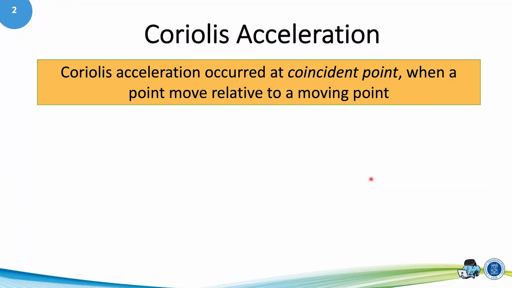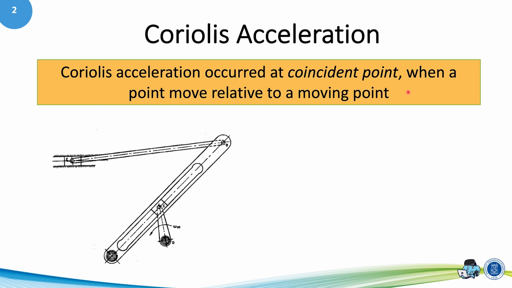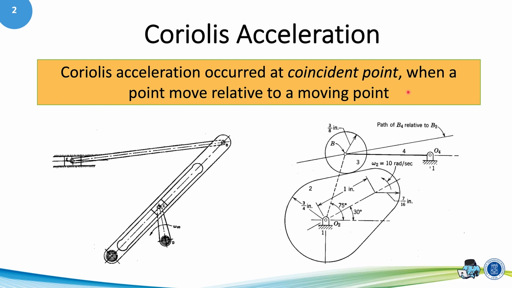So, what is Coriolis acceleration and when does a mechanism have this type of acceleration? As you can see here, the Coriolis acceleration occurs at the coincident point, when a point moves relative to a moving point. For example, in this mechanism, there is the coincident point and also in this mechanism.